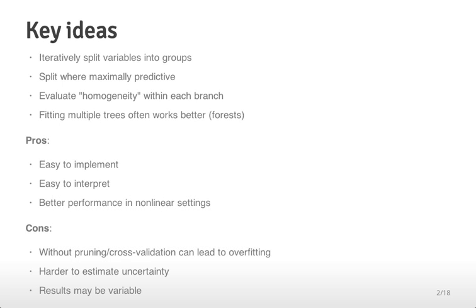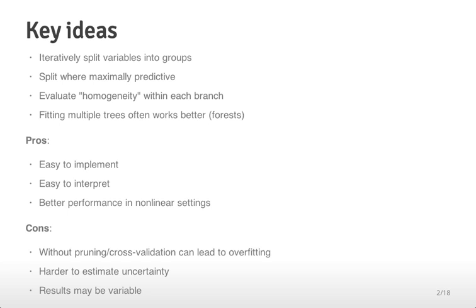So the key idea here is that we're going to have a bunch of different variables that we're going to be using to predict, and we're going to iteratively use those variables to split the data into groups. The goal is to use the variables to split the data where it's maximally predictive. And the way that we're going to do that is by measuring homogeneity, how similar the objects that we're putting together in one group are.